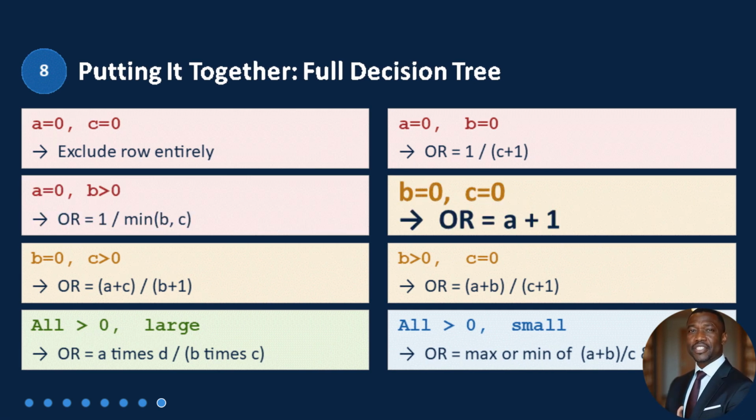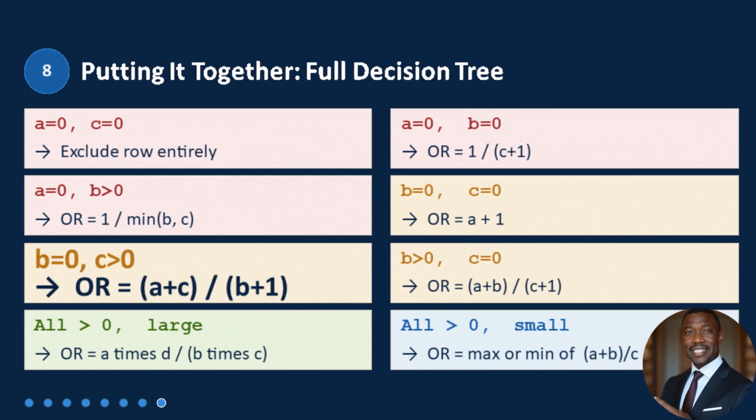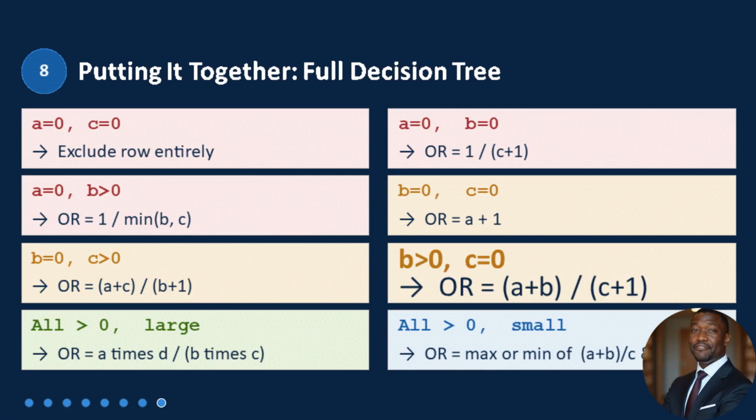If both B and C are 0 but A is positive, use A plus 1. This is perfect association. If B is 0 and C is positive, use A plus C divided by B plus 1. If B is positive and C is 0, use A plus B divided by C plus 1.